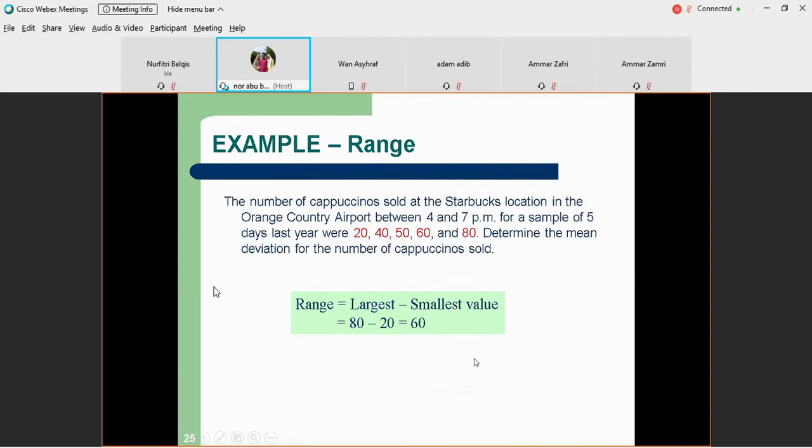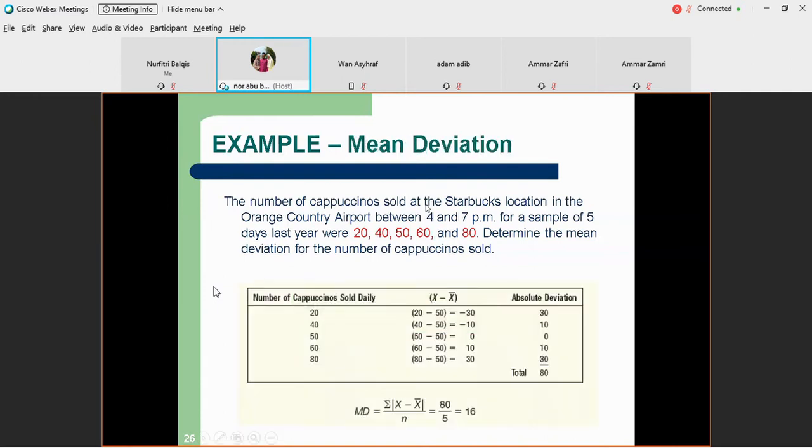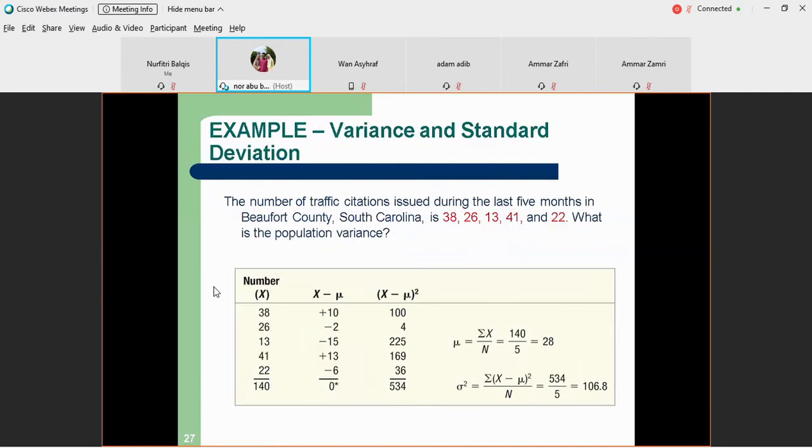Okay, for example, yeah. Okay, this is finding the range. Okay, cuma yang paling tinggi tolak paling rendah. Okay, this is number of cappuccinos sold. Okay, we have number of traffic citations issued during the last 5 months in South Carolina, and this is 38, 26, 13, 41 and 22. Okay, jadi awak ada 5 data. 1, 2, 3, 4, 5.